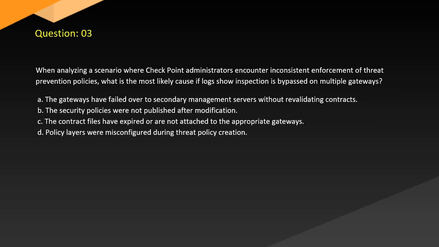Question 3. When analyzing a scenario where Check Point administrators encounter inconsistent enforcement of threat prevention policies, what is the most likely cause if logs show inspection is bypassed on multiple gateways? A. The gateways have failed over to secondary management servers without revalidating contracts. B. The security policies were not published after modification. C. The contract files have expired or are not attached to the appropriate gateways. D. Policy layers were misconfigured during threat policy creation.